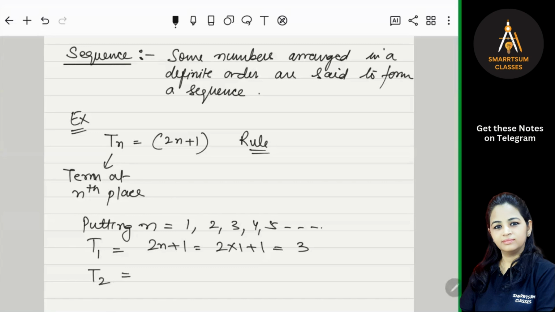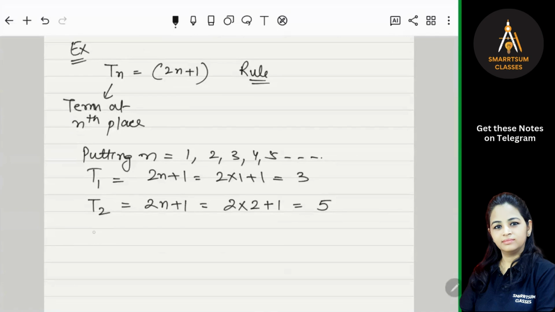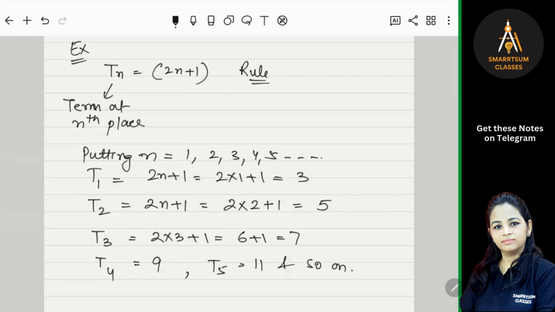Similarly, T2 means at the second place. So 2n plus 1 is the rule. So we will put the value of n is equal to 2 here and then add 1, which is 5. So what will be the second term of the sequence? It is 5. Similarly, we can find T3, right? Okay, so T3 will be 2 into 3 plus 1. That is 7, right? Similarly, T4 will be 9, T5, 11, and so on, right? So using this rule, we can find the terms within the sequence, right?